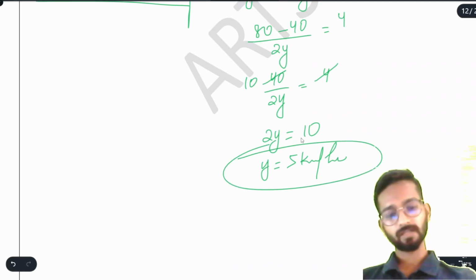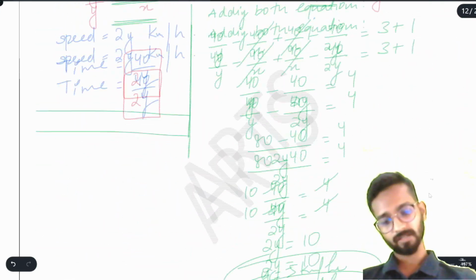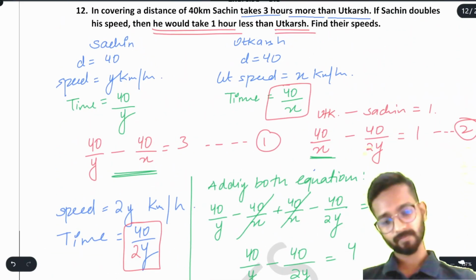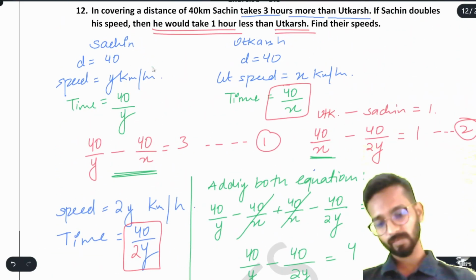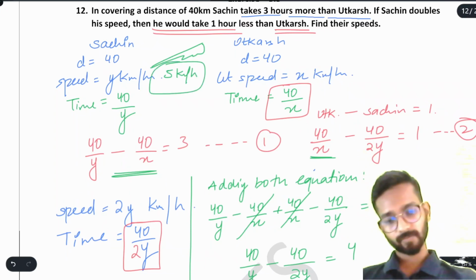Whose speed was y? y is Sachin's speed. So I can say Sachin's speed, this y, is 5 km per hour. So Sachin's speed is 5 km per hour. Now we can find the x value, so we will get the speed for Utkarsh also.